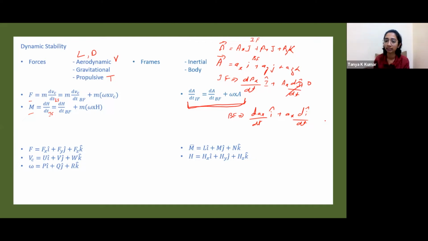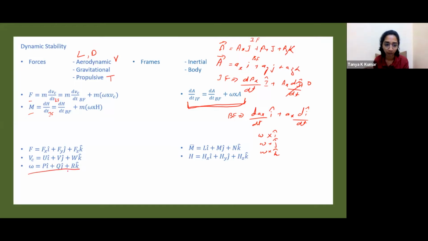So you will have a total of 6 terms, where di/dt, dj/dt, and dk/dt are represented by omega cross i, omega cross j, and omega cross k. Here, omega is the angular velocity with which this body frame is rotating. It is given by this equation.